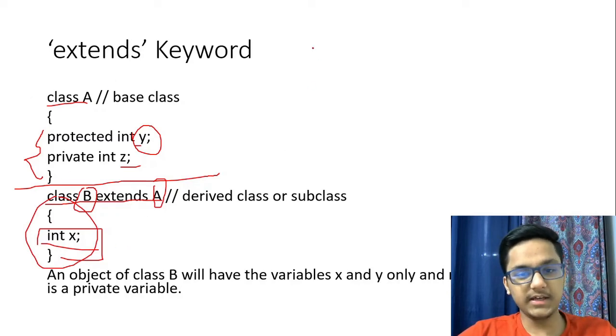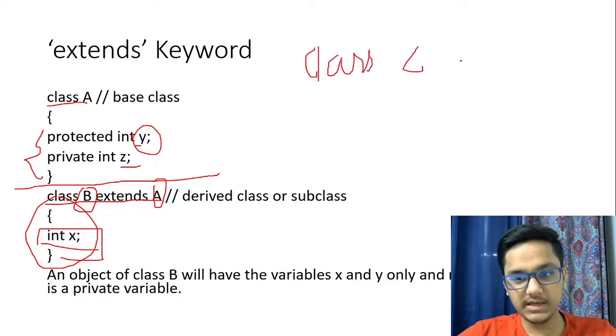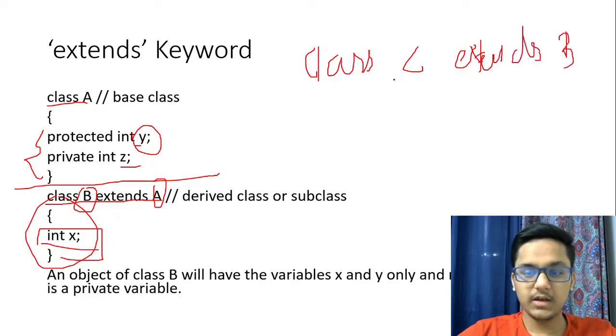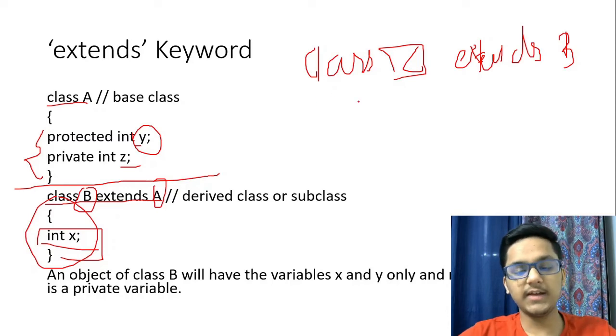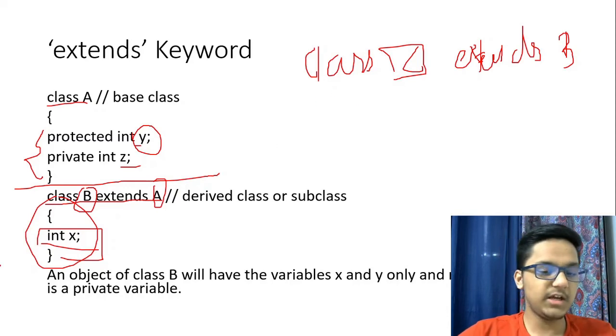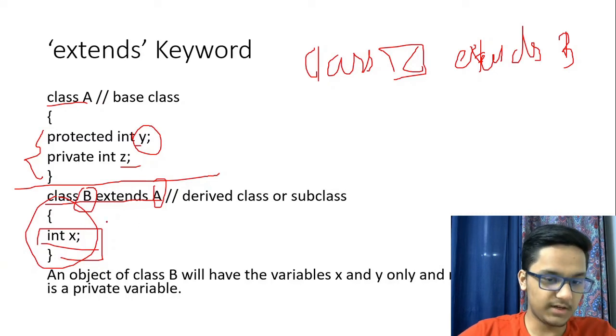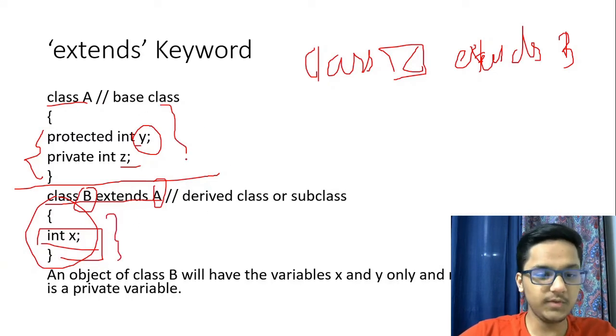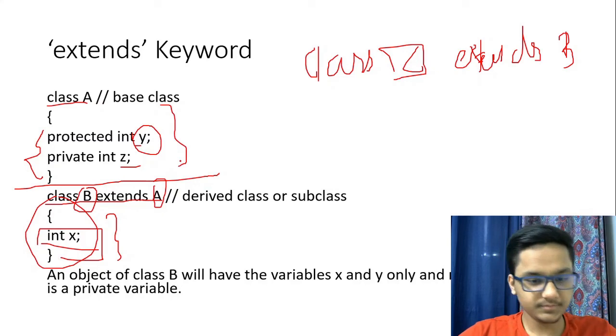And let's say I create a class C. Class C will be something like class C extends B, in small case, the case is important. So in this case, if we create an object of class C, it will have access to its own variables, it will have access to the variables of class B, and it will have access to the variables of class A.